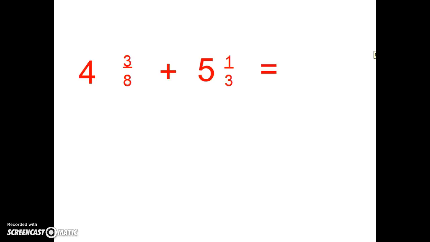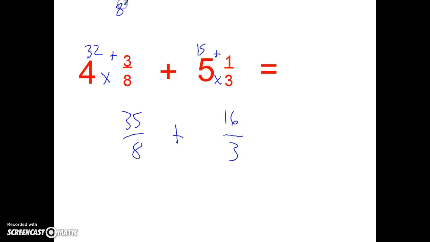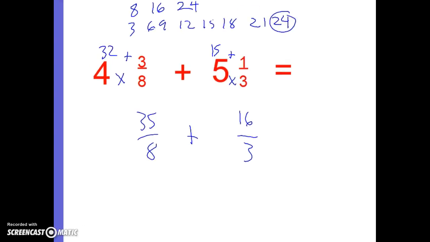Check your answer out. He's going to eighths. He's going to thirds. 4 times 8 is 32 plus 3, 35 eighths. 3 times 5 is 15 plus 1 is 16. This time we got eighths and thirds. Looking for a number that is also a 3. There we go. As we go 3, 6, 9, 12, 15, 18, 21, 24. Boom.